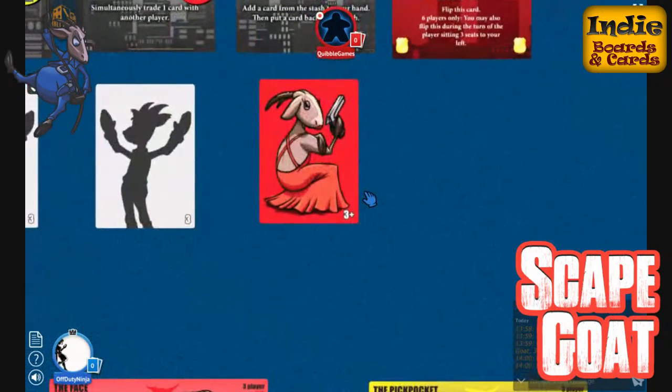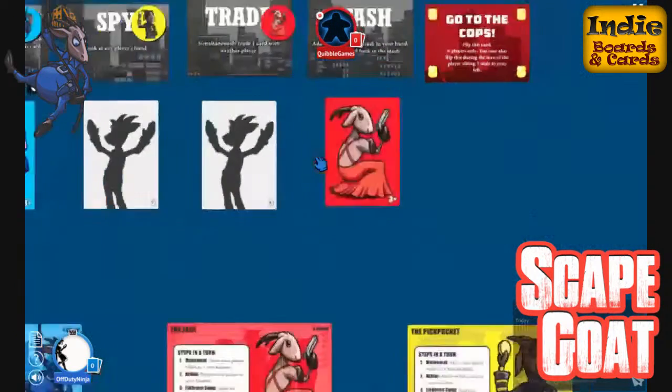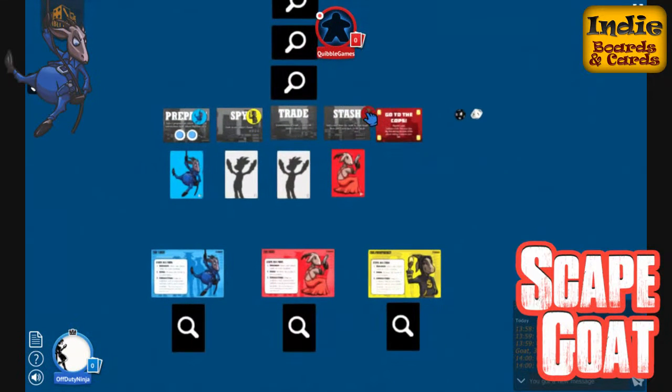So I want to go pick up that red card, so I can try to frame the red player. Now, what you do is you go to that location, just above the red card, it says stash. So let's say I was the blue player, I would move my blue token, which is over on the far left there, over to the stash, right? And that allows me to pick up that red card and put it in my hand.